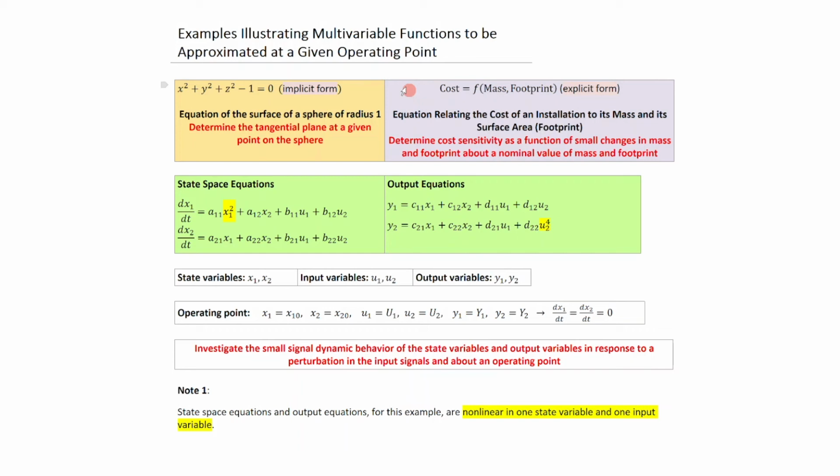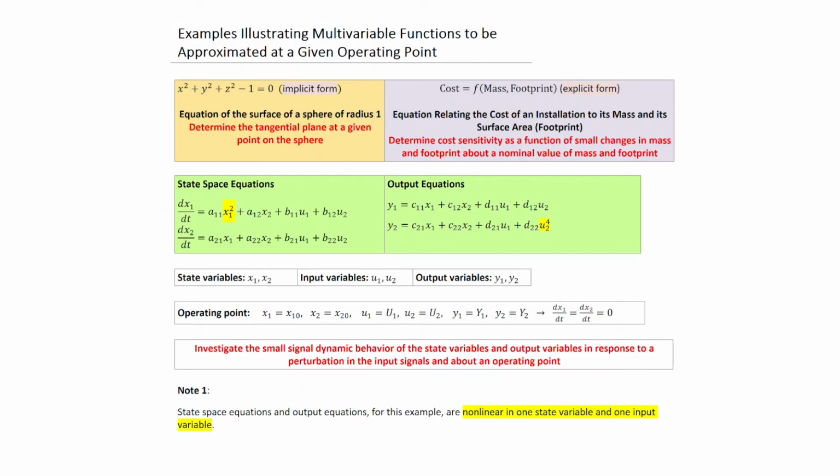And the typical question here might be, determine the cost sensitivity as a function of small changes in mass and footprint about a nominal value of mass and footprint. So that's basically a statement in terms of what we might be interested in. The third is small signal analysis.